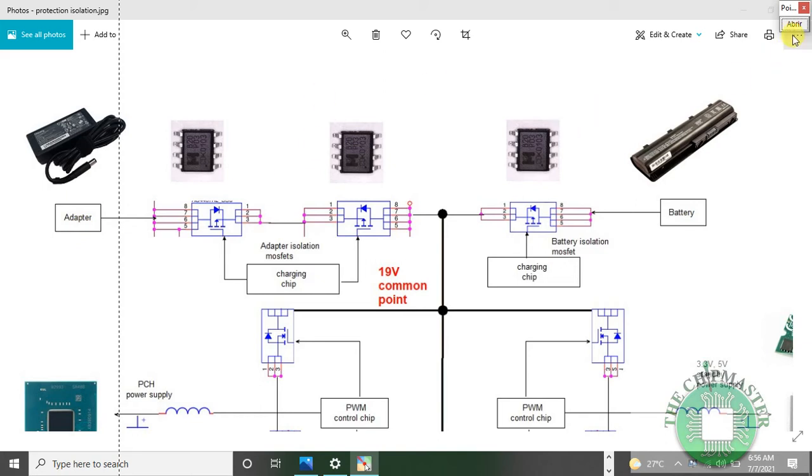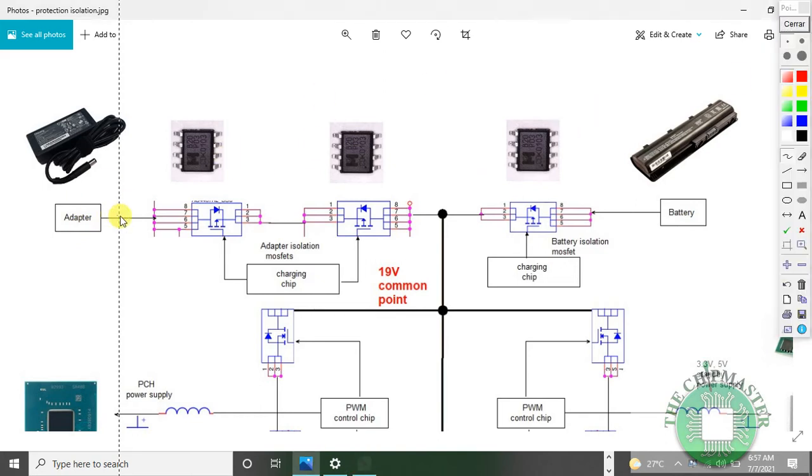In adapter mode, the voltage will flow through this MOSFET. As you can see, there's a body diode, and this MOSFET will automatically pass the voltage, but the voltage will drop by about 0.7 volts because of the body diode, so it will drop to about 18.8 volts. The charging chip, which controls the gate of these two MOSFETs, has working conditions that must be checked in order for the charger chip to control the output switching of these MOSFETs.